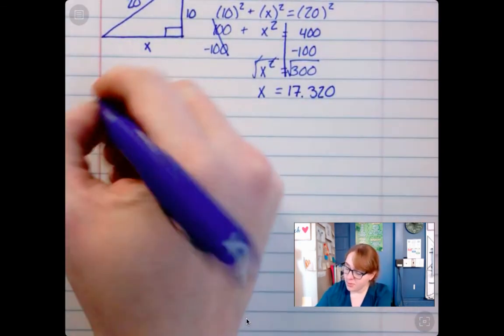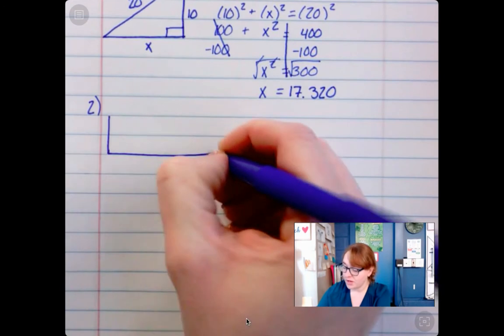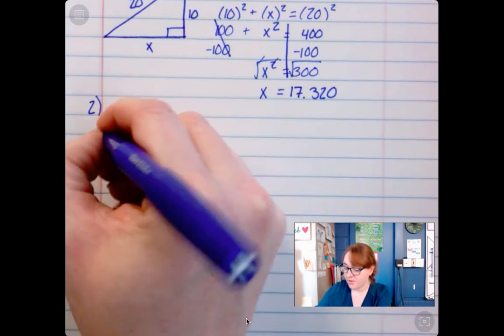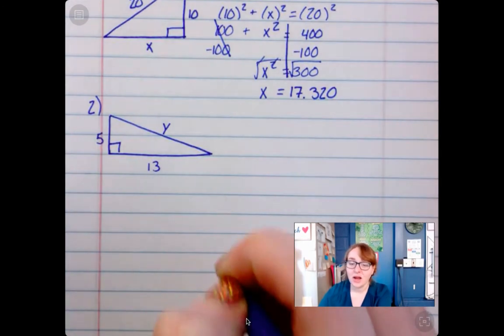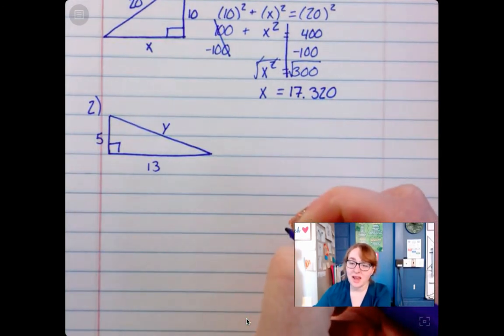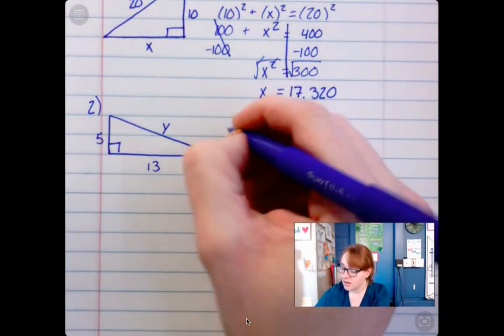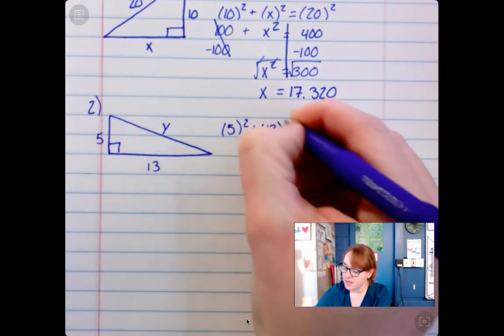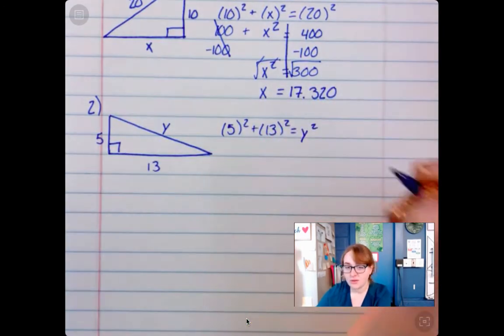All right, number 2, we have another right triangle, which is good because we've been learning a lot about right triangles in chapter 9. We have the side lengths of 5, 13, and y. Again, plugging in our legs for a and b, and then our hypotenuse for c, we're going to use the Pythagorean theorem because we know 2 sides and we want to find that third missing side. So I'm going to plug in 5 in place of a, 13 in place of b because those are our 2 legs, touching the 90-degree angle, and then y for our hypotenuse.